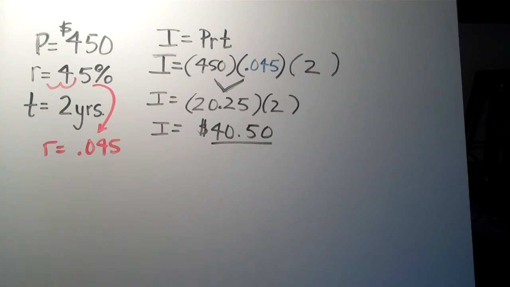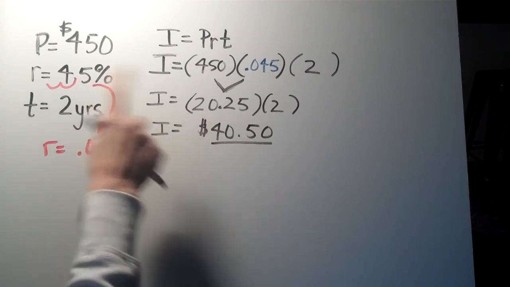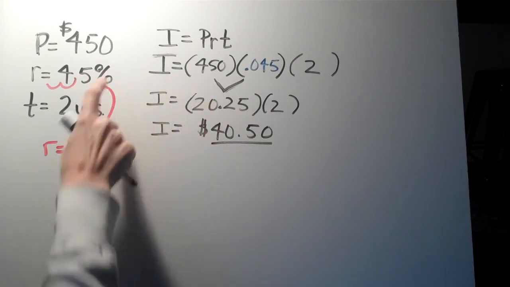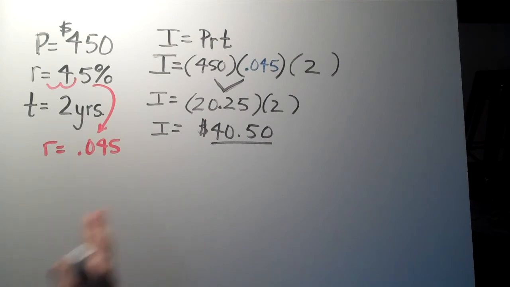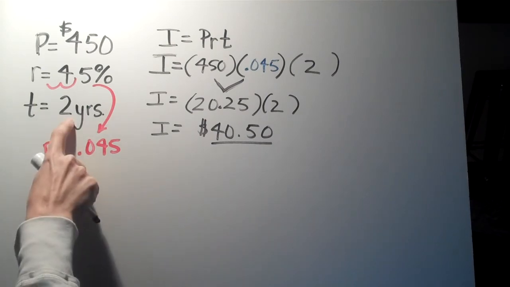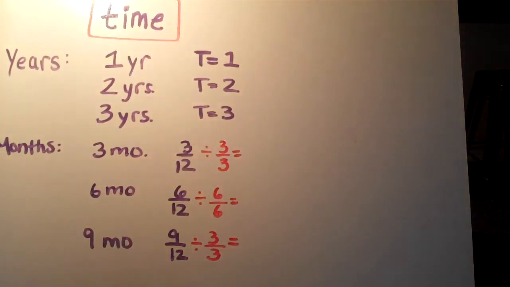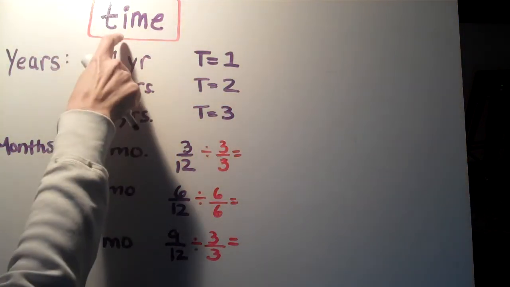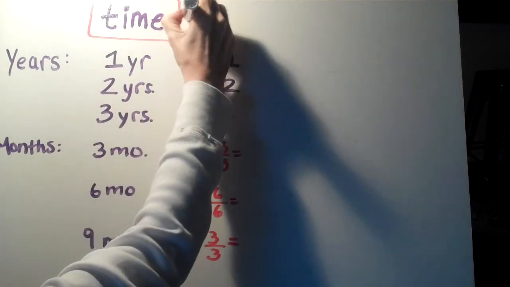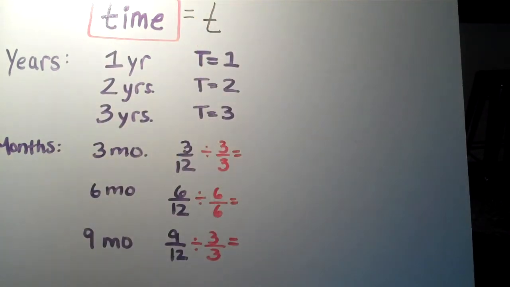And that's pretty much it. You're just going to substitute, but you have to first change that percent to a decimal, and then you multiply it all out. And that's if this is based on years. Sometimes you'll get problems based on months. So I want to talk about that T for time, right? This is equal to the T in the formula.